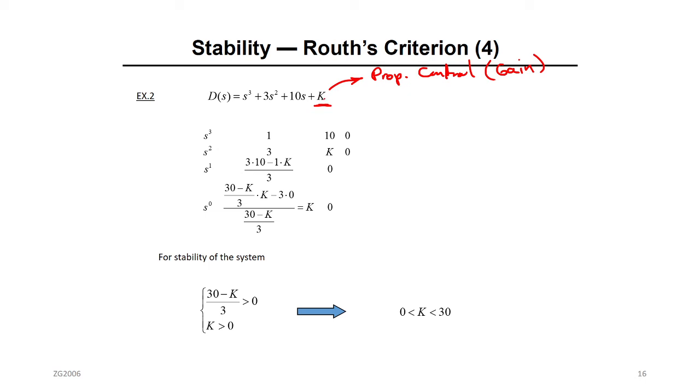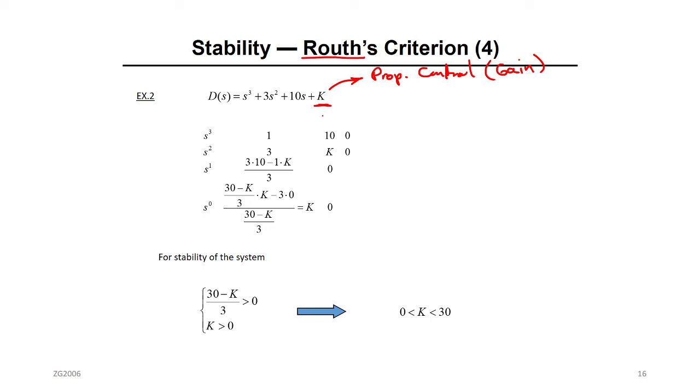Okay, I ask you, I want to sell this radio. What is the range for K for stability? If it's possible to stabilize the system, what is the range for K for stability? If this is to the power 2, then we can just solve for the roots. But this is to the power 3, so we're going to use Routh criteria.